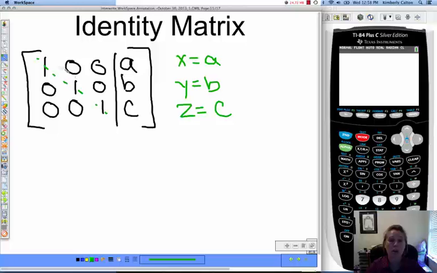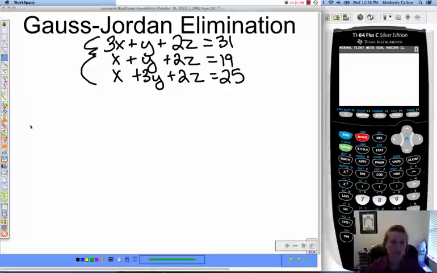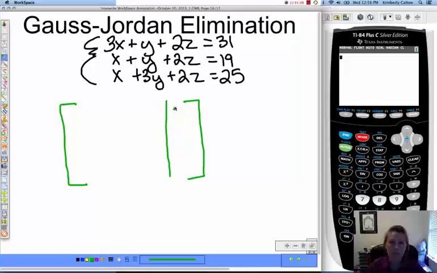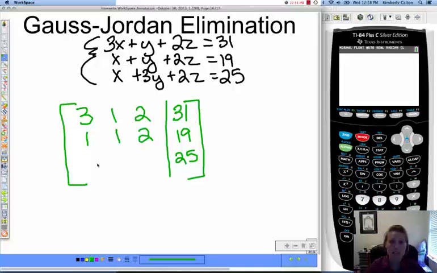Now, we're going to talk about Gauss-Jordan elimination, which is similar to Gaussian elimination, except we do it all in the calculator and it'll take about 30 seconds to do the problem after we set it up. So, just like the last problems, we want to write this as an augmented matrix. And we have 31, 19, and 25. Notice this is the same problem that we looked at before, and I'm going to show you how much faster this is than the other method.